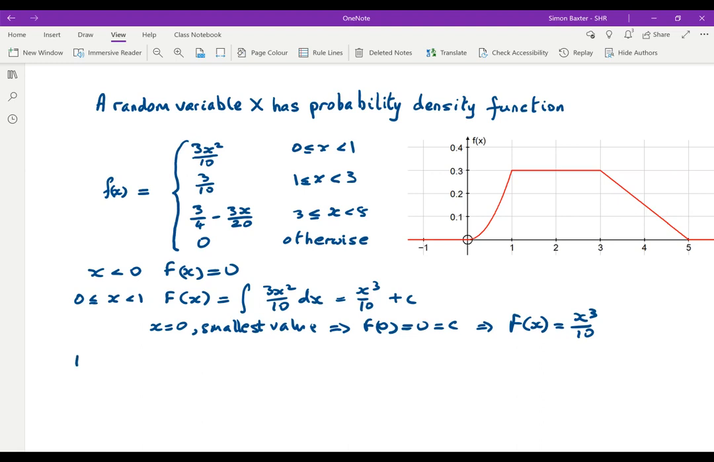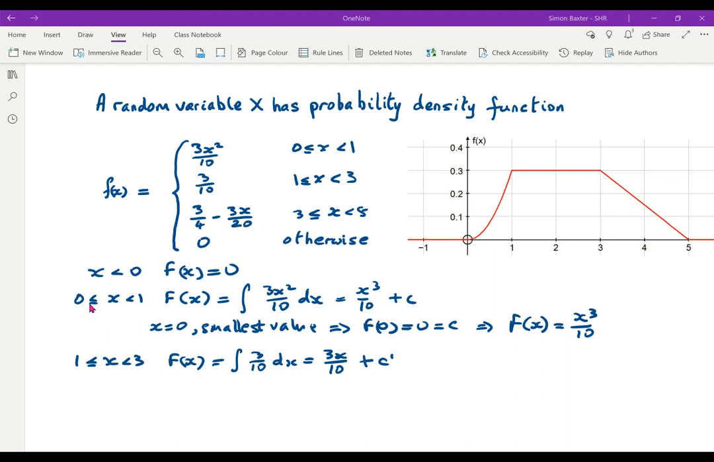Let's have a look now between 1 and 3. F of x is still the integral of little f of x. Little f of x now is 3 over 10. And so this is 3x over 10 plus our arbitrary constant of integration, which I've called c dashed, so I don't confuse it with c. This is where I'm going to use the idea that I pointed out at the end of the last example.